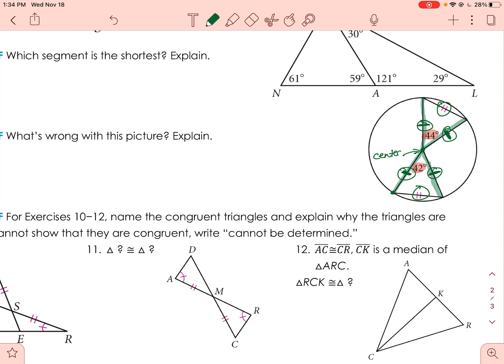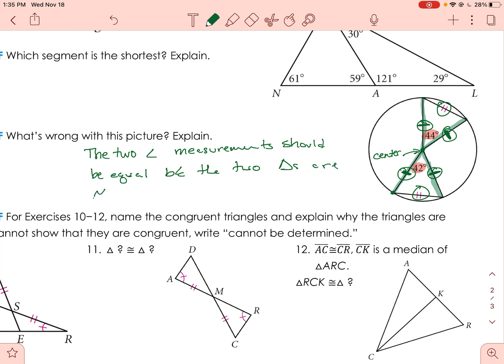So to explain what's wrong with this, we would say the two angle measurements should be equal because the two triangles are congruent based on the side congruency conjecture.